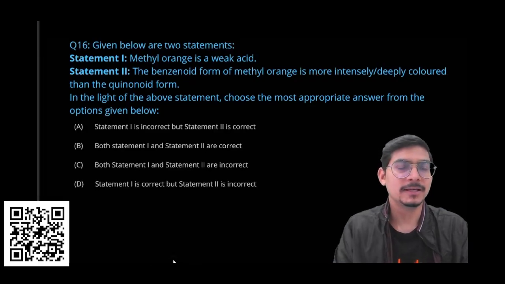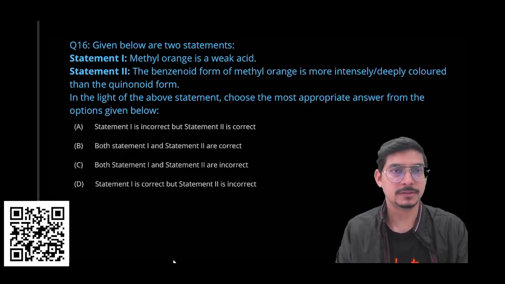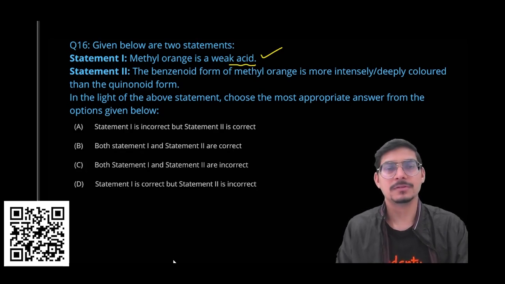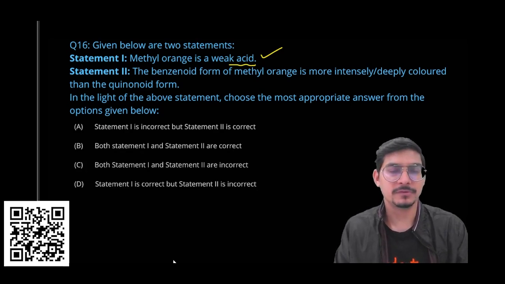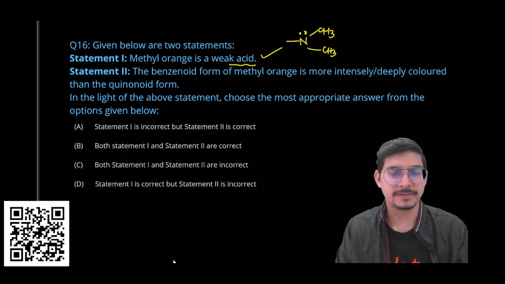Hi everyone. In this question, we are given two statements and we have to tell which of these statements are correct. Statement 1 is methyl orange is a weak acid. This statement is correct because while from the classical point of view of chemistry, methyl orange is considered a base because it has a dimethyl amino group, right, which acts as a proton acceptor.